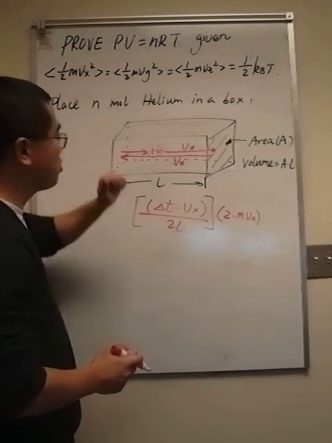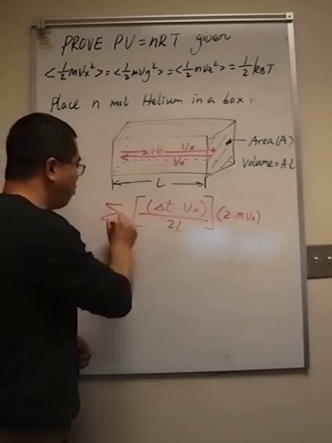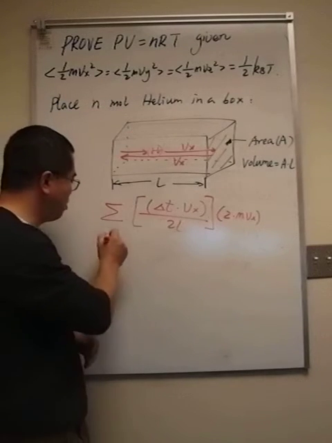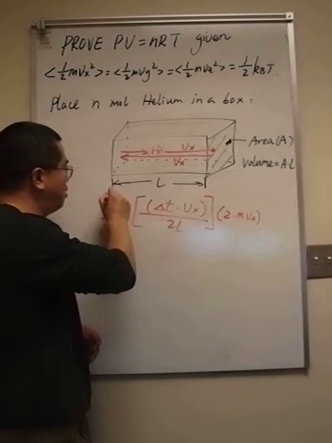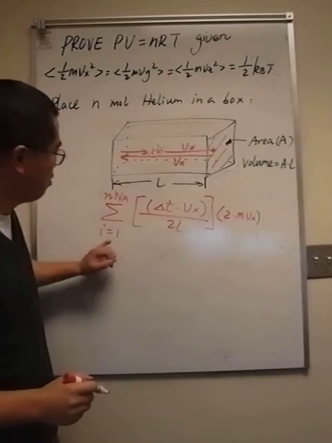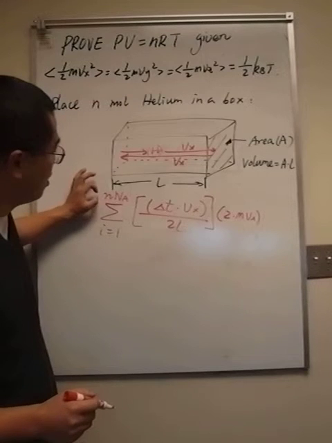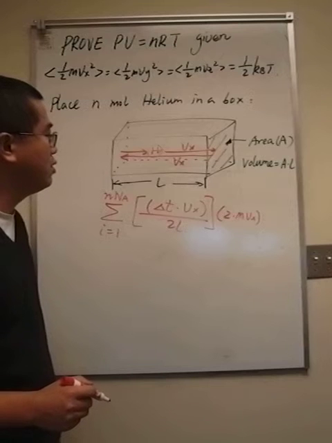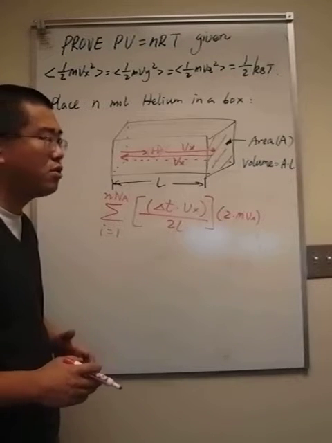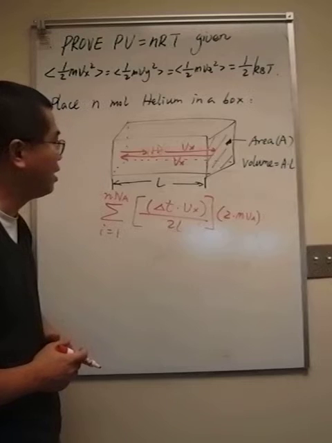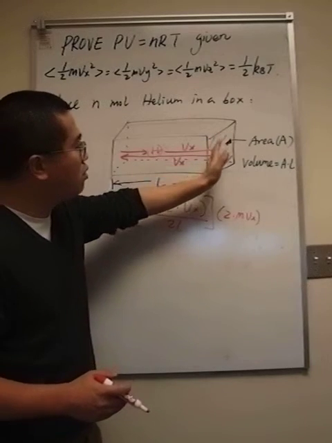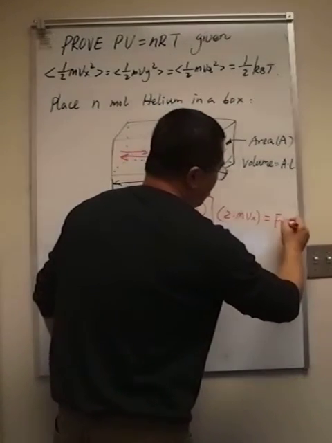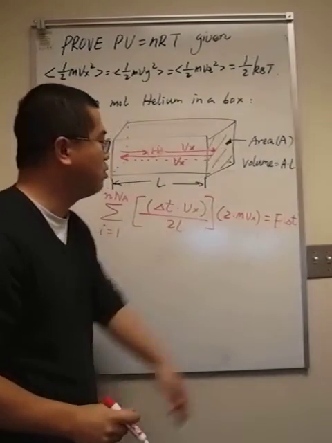We have moles of helium atoms, so if we want to know the total momentum change of all those helium atoms, we will have to sum it up from i equals 1 to, again, the number of helium atoms, number of moles times Avogadro constant. And what causes the momentum change of the helium atoms? Well, it's from the force exerted by the surface area. So this is from Newton's law.